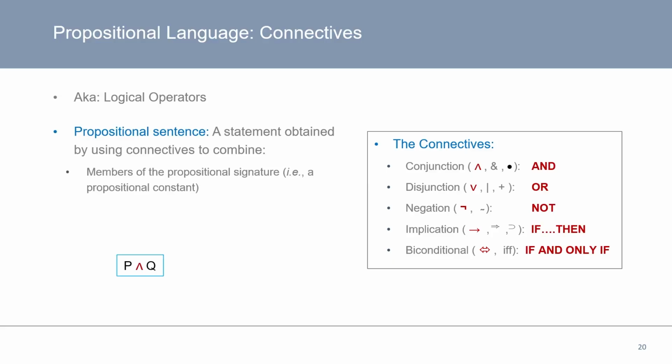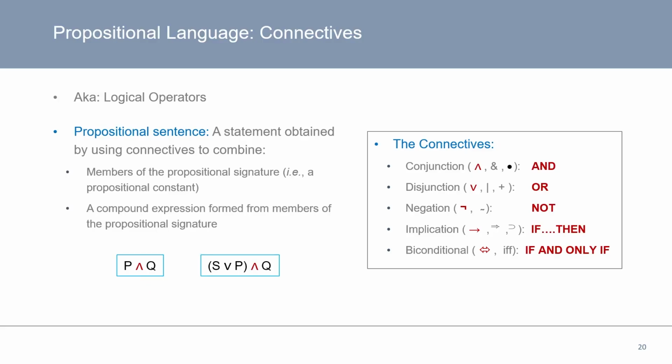Now let's define a propositional sentence. This is a statement obtained by using connectives to combine either members of the propositional signature, for example, connecting the propositional constants P and Q using the and symbol, or a propositional sentence can also combine a compound expression formed from members of the propositional signature. This allows for formation of more complex sentences. Here we have an atomic proposition Q combined with a more complex proposition of S or P. Together, this reads S or P and Q.